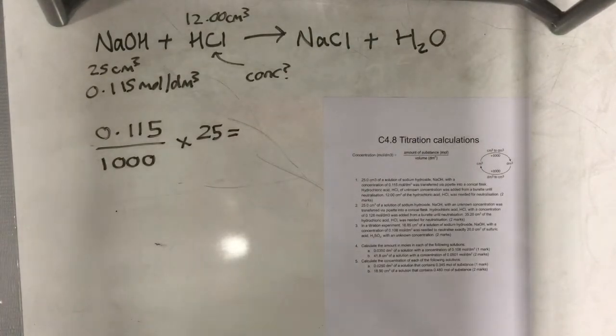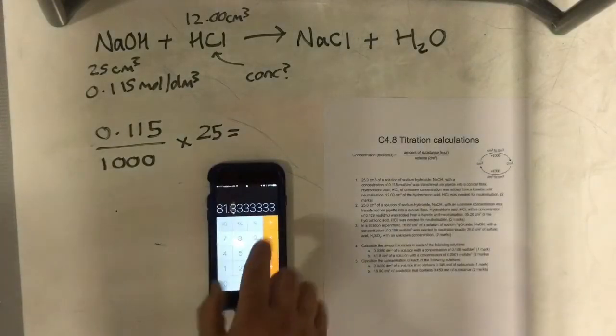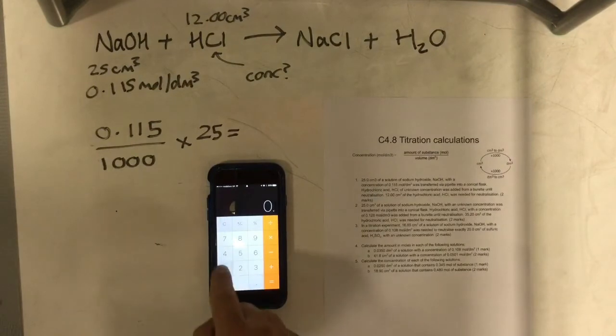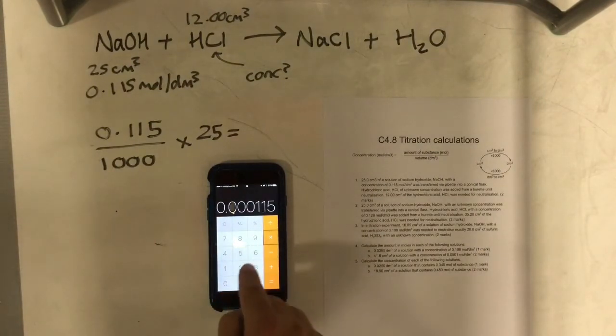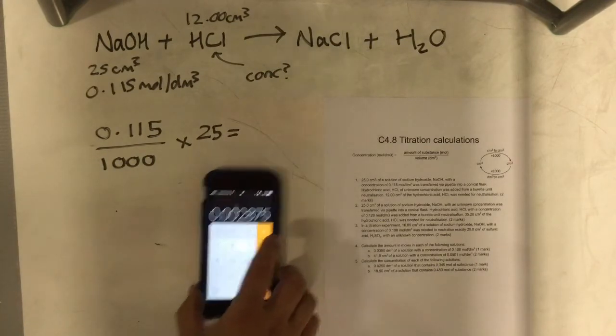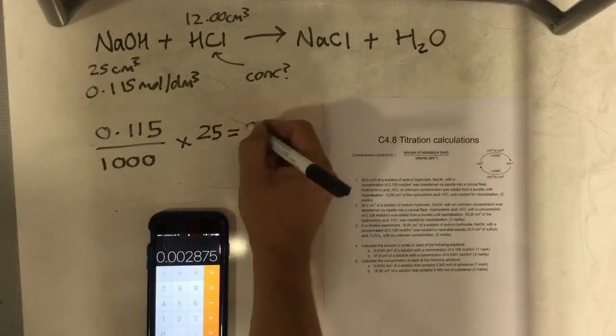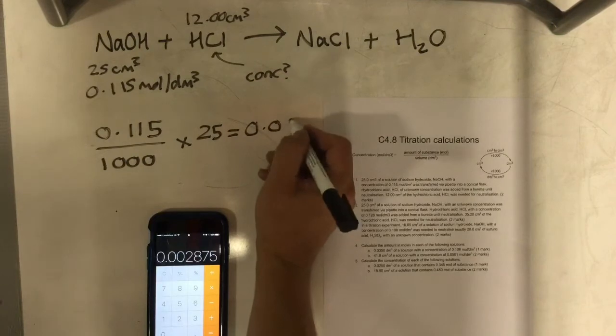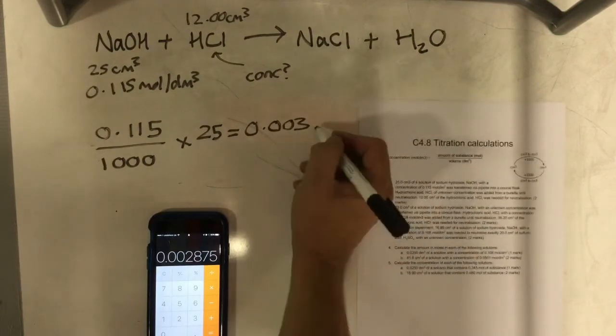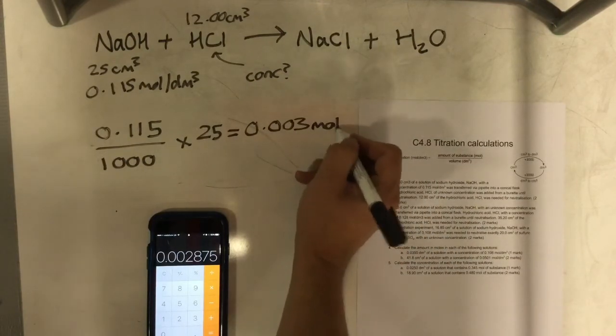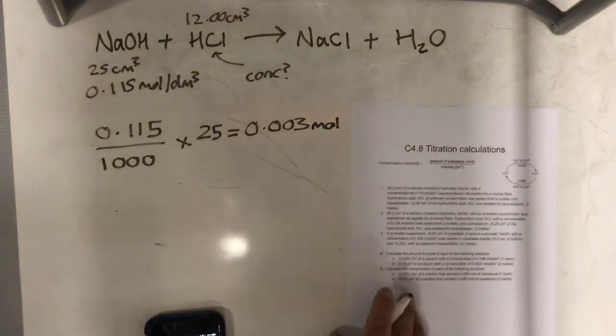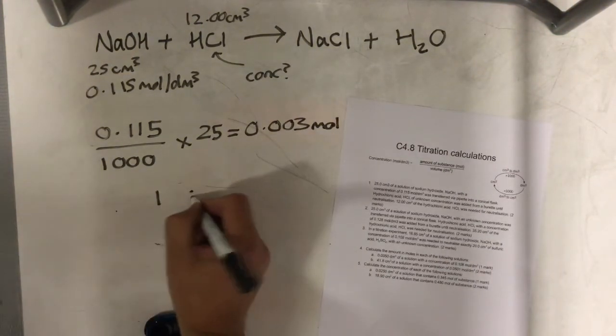Multiply by that, and I get how many moles are in my 25 centimetre cubed. So all I need to do here is 0.115 divided by 1,000 to tell me how many moles are in 1 centimetre cubed, multiplied by 25, and that tells me that in my 25 centimetres cubed of sodium hydroxide, there are actually 0.003 moles.